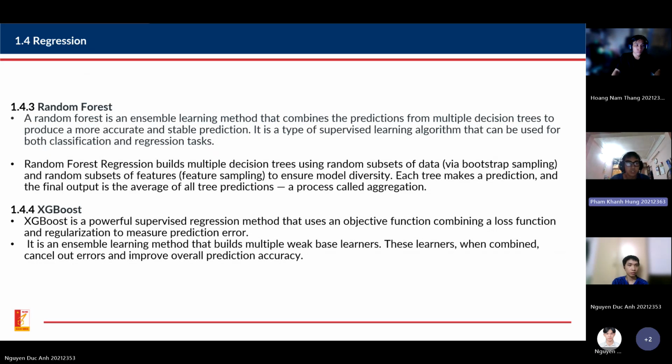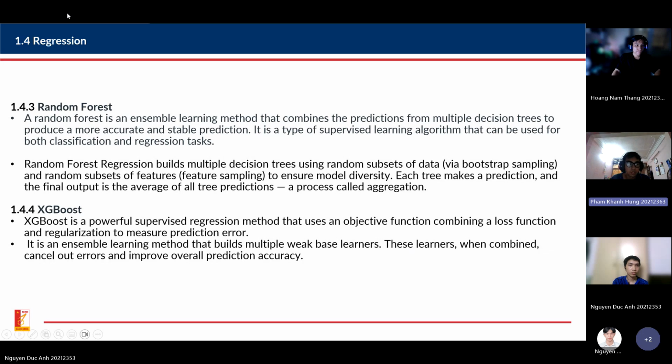About random forest regression, it builds multiple decision trees using a random subset of data and a random subset of features, sampling to ensure model diversity. Each tree makes predictions, and the final output is the average of all tree predictions, a process called aggregation.